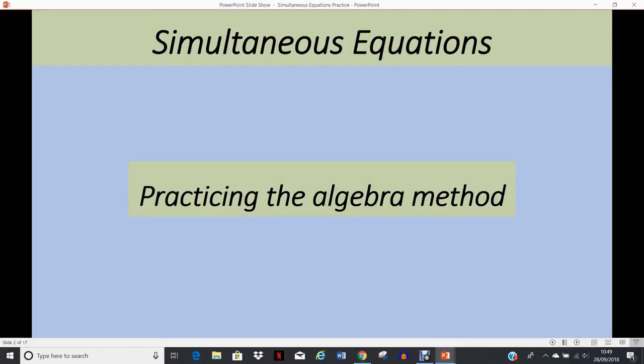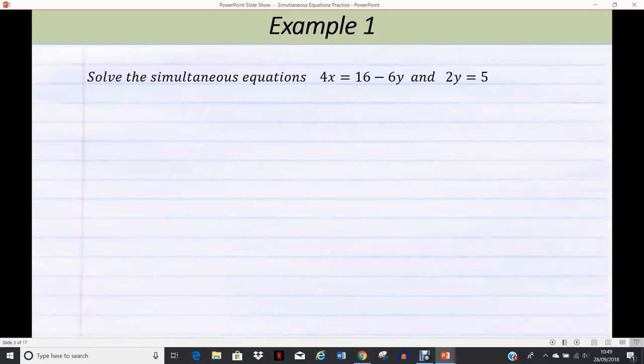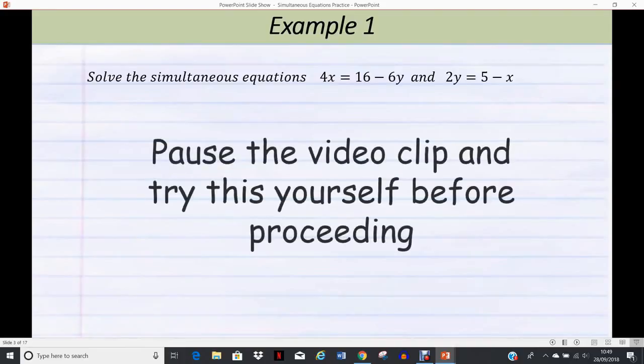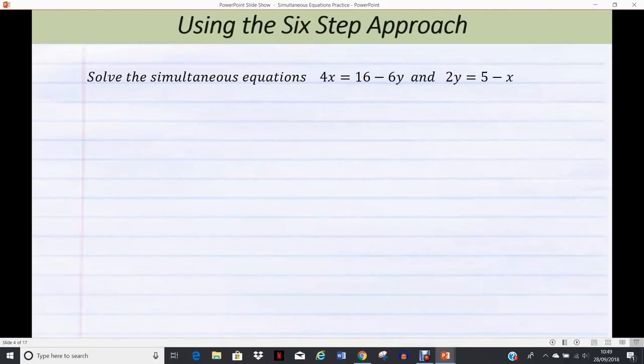In this video clip, we're going to practice the algebra method, which is discussed in an earlier video clip. Solve the following simultaneous equations. Right, well, before we go through the steps on how we'll solve these equations, I'd like you to have a go at it yourself, using the pause button, and then proceed. So here we go, solving the simultaneous equations using the 6-step approach.